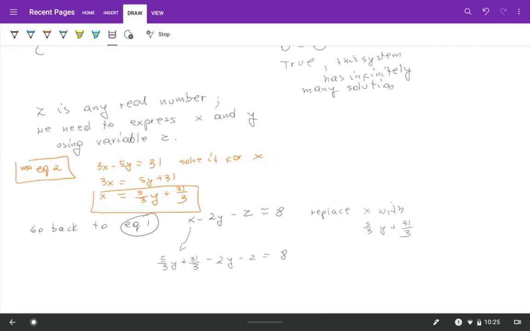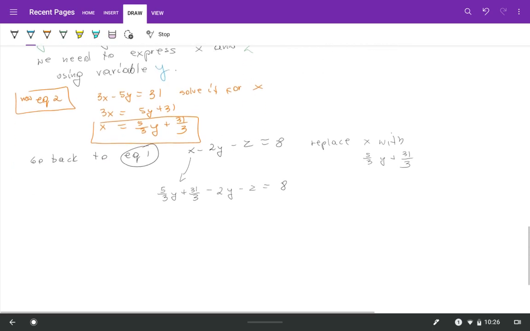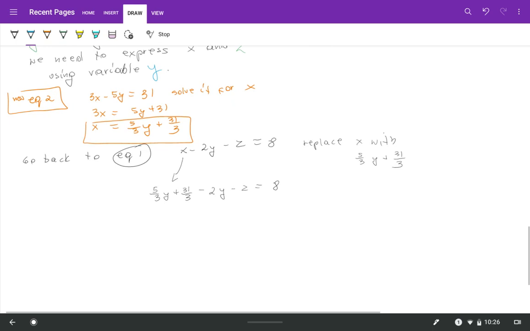So I'm just going back, and I'm going to assume that y is any real number, and we need to express x and z using variable y. You guys will see that in a second. So equation 1. Look what happened.